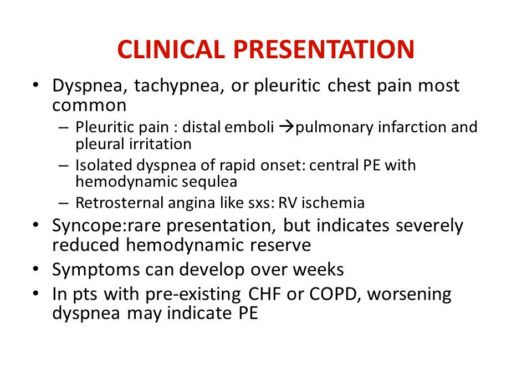Clinical presentation. Dyspnea, tachypnea, or pleuritic chest pain are most common. Pleuritic pain suggests distal emboli with pulmonary infarction and pleural irritation. Isolated dyspnea of rapid onset suggests central PE with hemodynamic sequelae. Retrosternal angina-like symptoms suggest RV ischemia. Syncope is a rare presentation but indicates severely reduced hemodynamic reserve. Symptoms can develop over weeks. In patients with pre-existing CHF or COPD, worsening dyspnea may indicate PE.